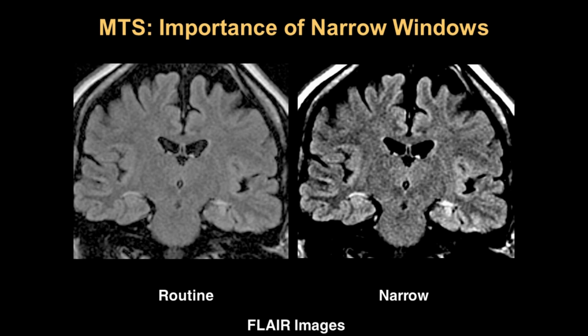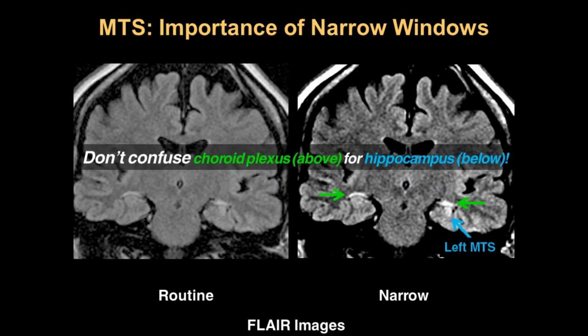Now, how we review the studies is important. It's important to use narrow windows even on your FLAIRs, or especially on your FLAIRs. Here the hippocampus is normal. Here it's small and it's bright. And don't be confused if you use contrast like I do with my FLAIRs. This bright band above the hippocampus is simply normal, enhancing choroid plexus.